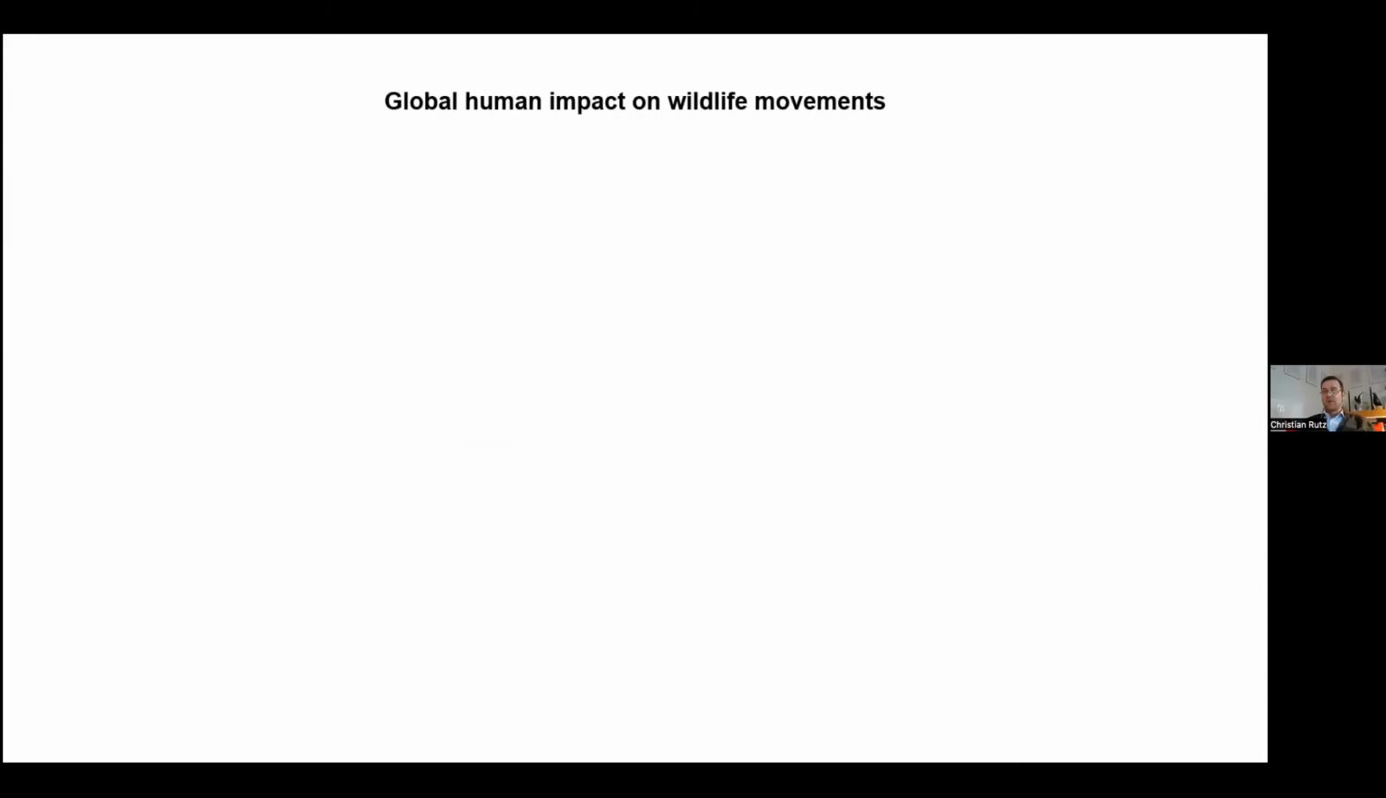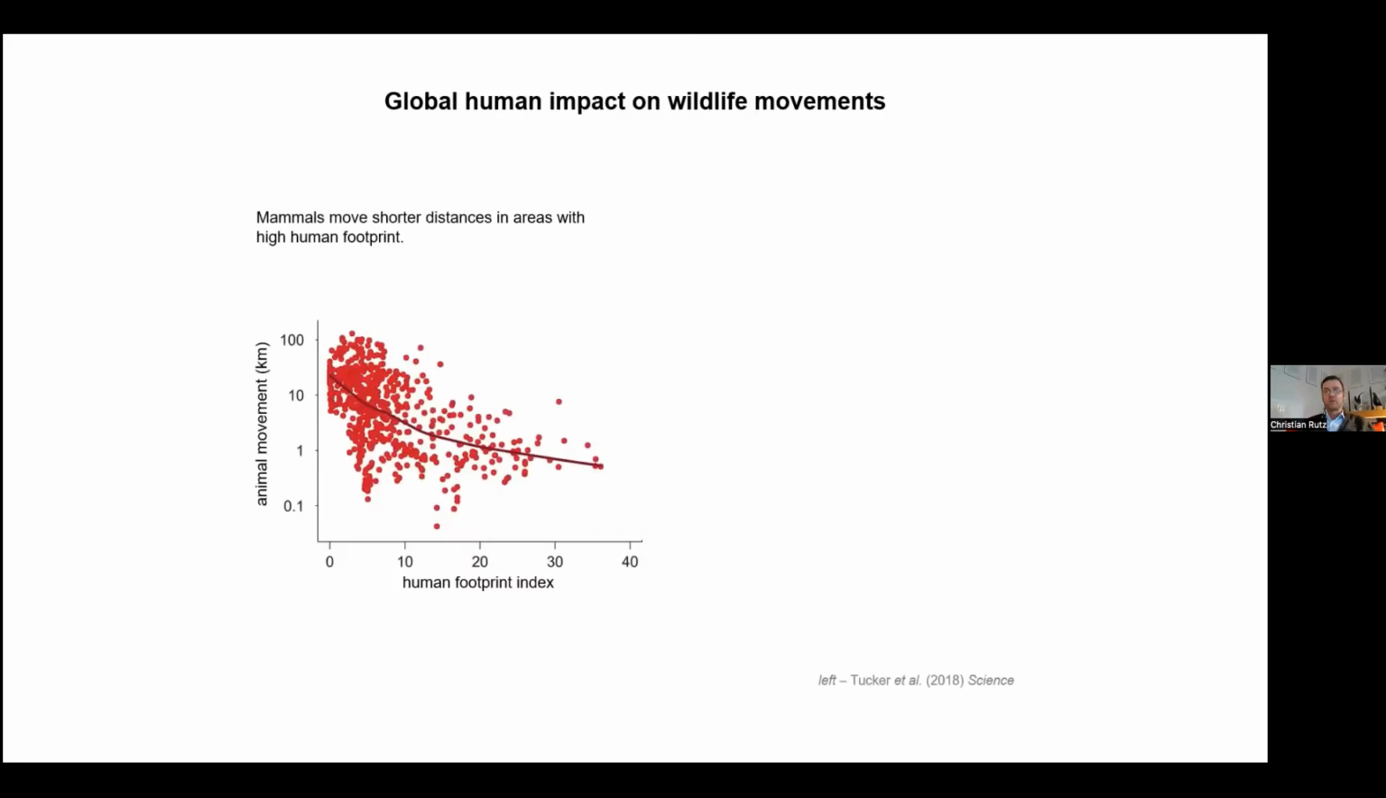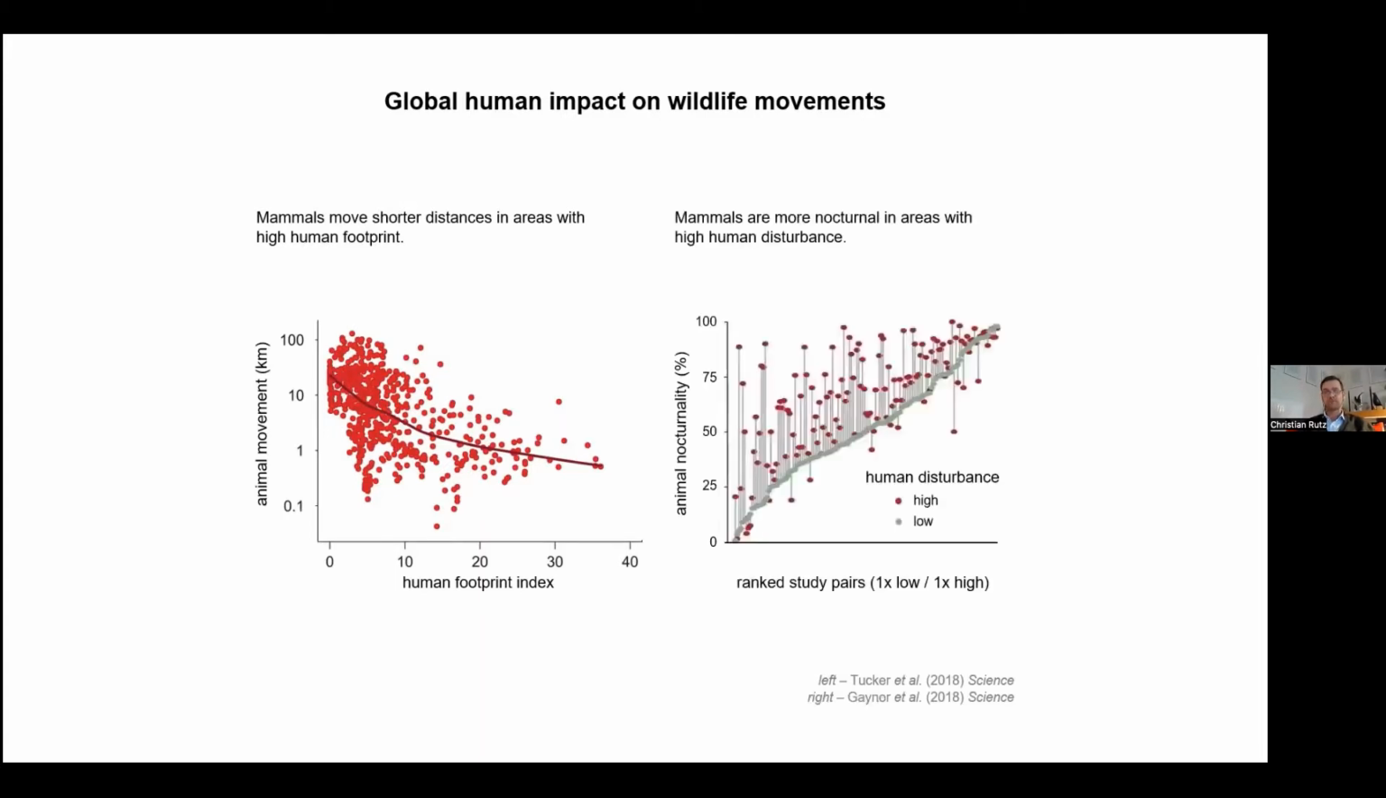Huge progress has been made over the last few years in terms of assessing the impact of humans on wildlife movement. You're all familiar with Marley Tucker's landmark paper in 2018 in Science, where he and colleagues reported that mammals move shorter distances in areas with high human footprint.